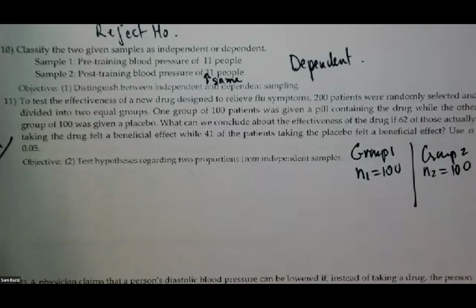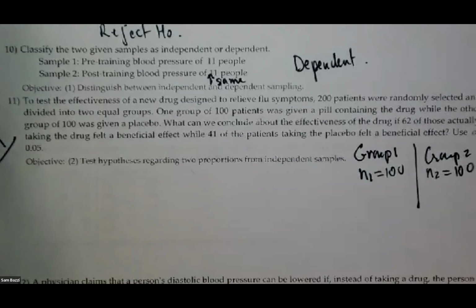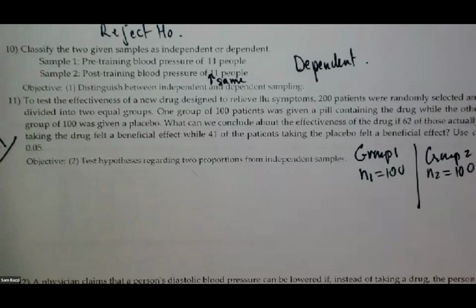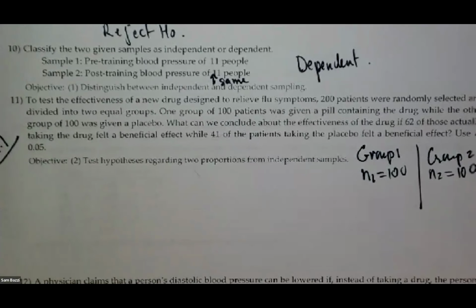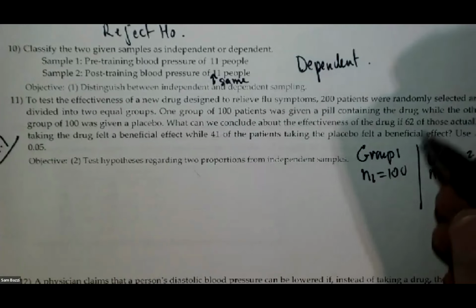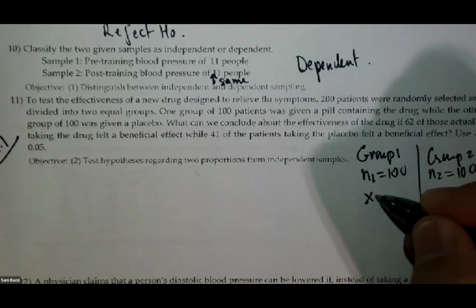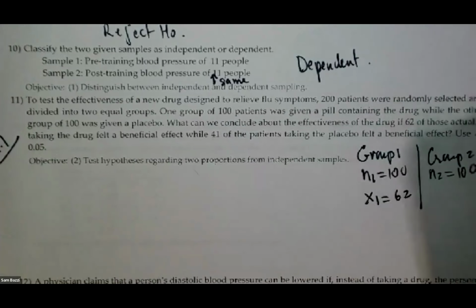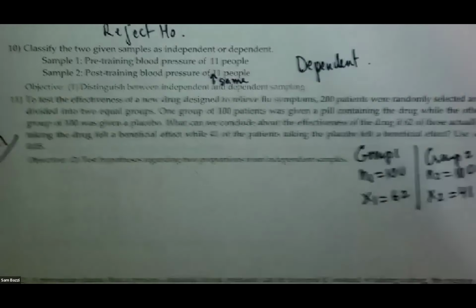One group of 100 patients was given a pill containing the drug, while the other group was given placebo. Placebo means nothing, water pill. What can we conclude about the effectiveness of the drug if 62 of those actually taking the drug felt a benefit from taking the drug? So X1 is 62. And while 41 of the patients taking placebo felt a benefit, so X2 is 41. You have two groups, guys, here. Here you want to test the difference between two proportions, P1 and P2.